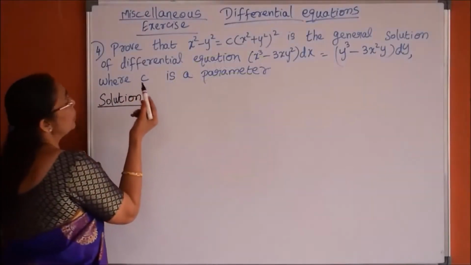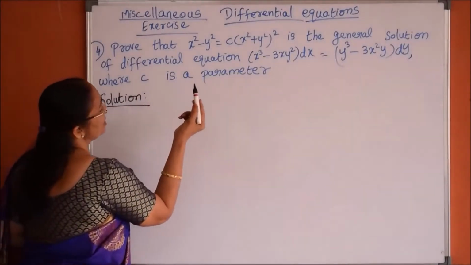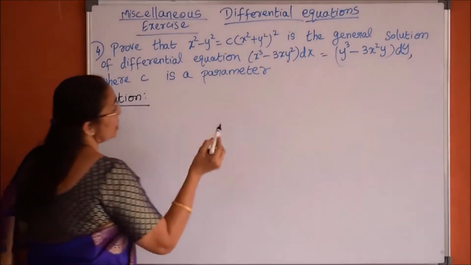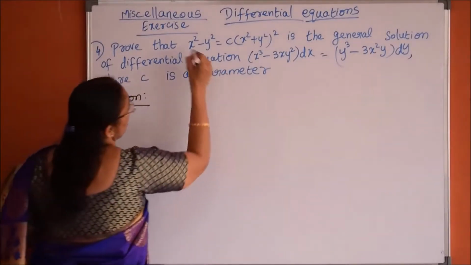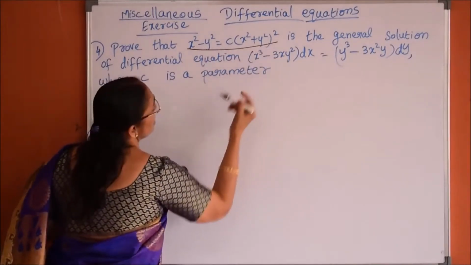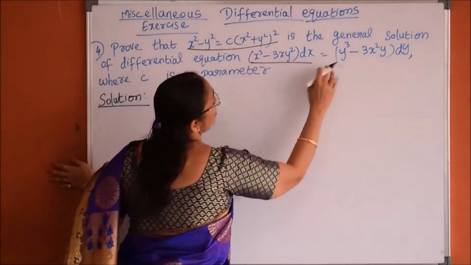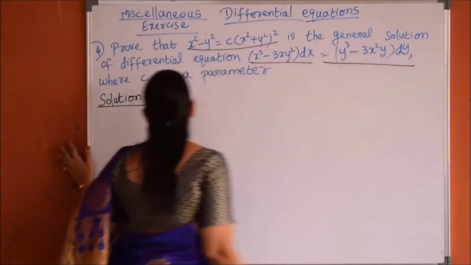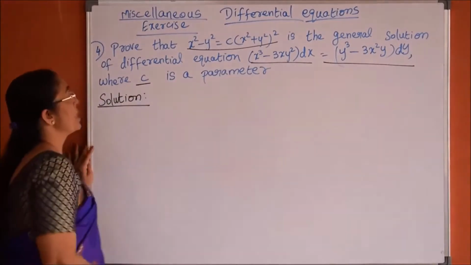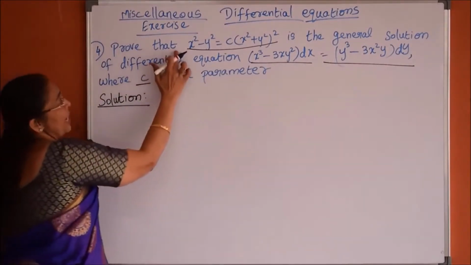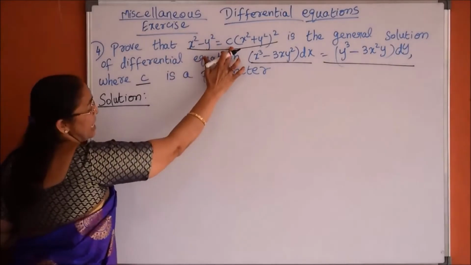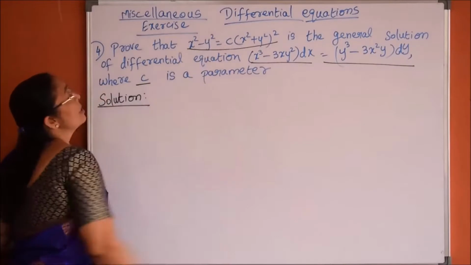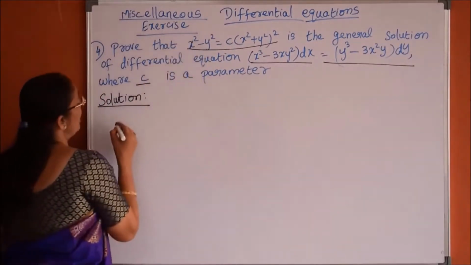Fourth problem: prove that x square minus y square is equal to c into (x square plus y square) whole square is the general solution of the differential equation (x cube minus 3xy square) dx is equal to (y cube minus 3x square y) dy, where c is a parameter. So, we have to differentiate this equation and eliminate c, and prove this is the required differential equation whose solution is this equation. So, let us differentiate the given equation.